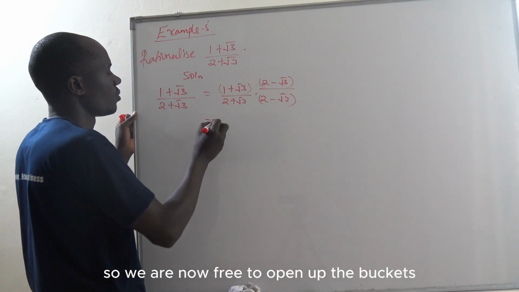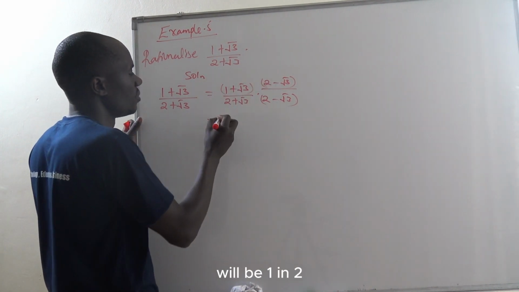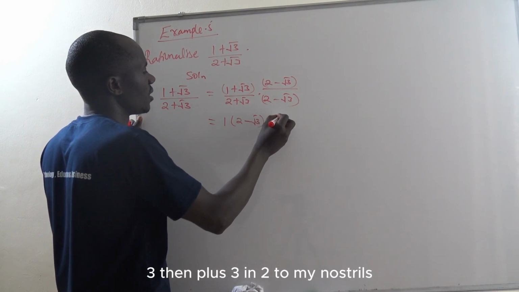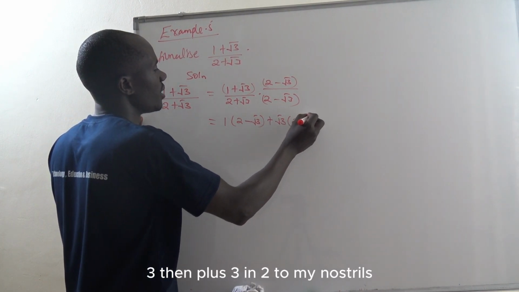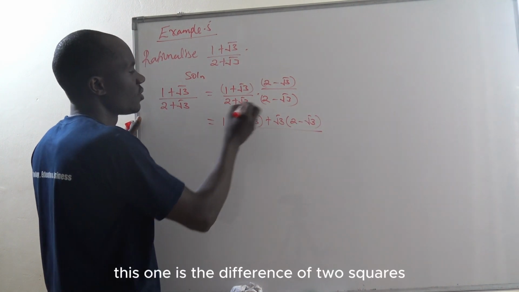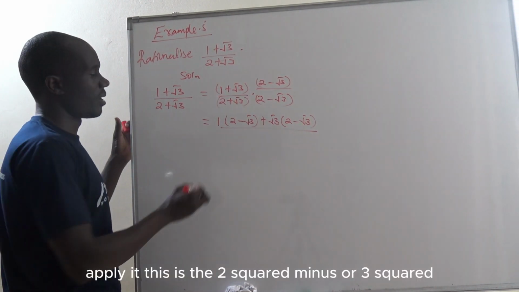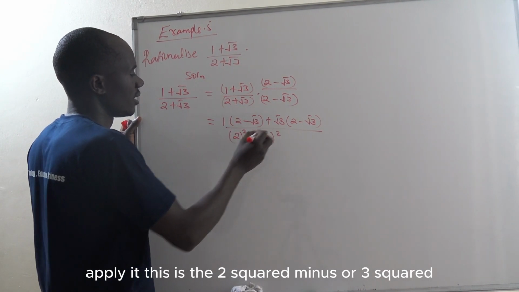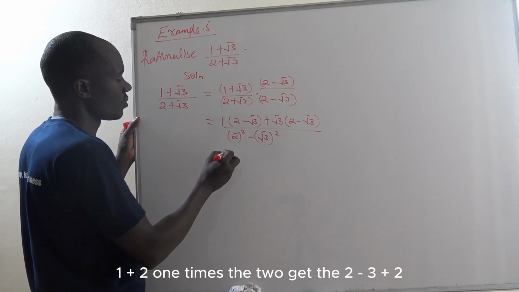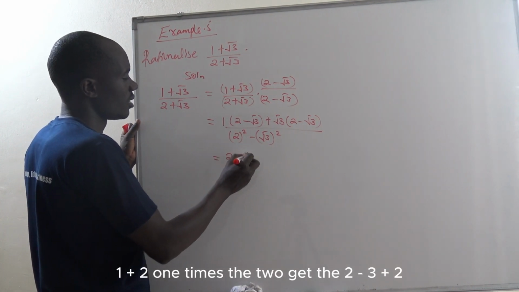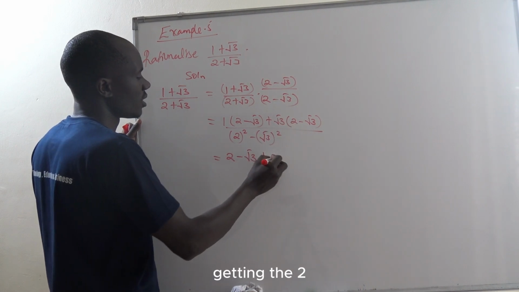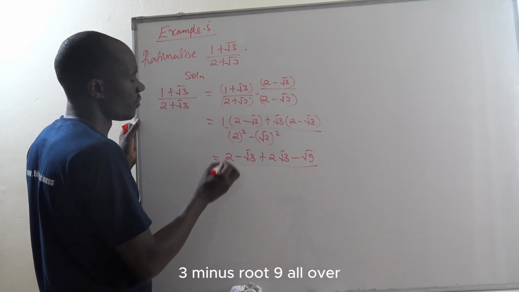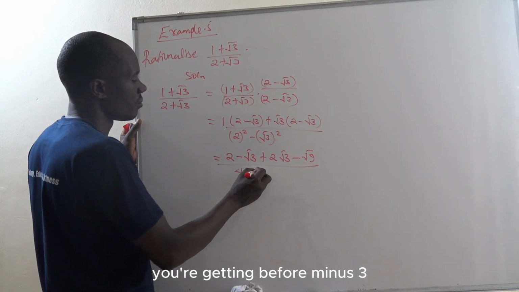So we are now free to open up the brackets. It will be 1 into 2 minus root 3, then plus root 3 into 2 minus root 3, all over, this one is the difference of two squares. Apply it, this is 2 squared minus root 3 squared. So what does it become? 1 times 2 you get 2 minus root 3, plus root 3 times 2 you are getting 2 root 3 minus root 9, all over, what is 2 squared? You're getting 4 minus 3.